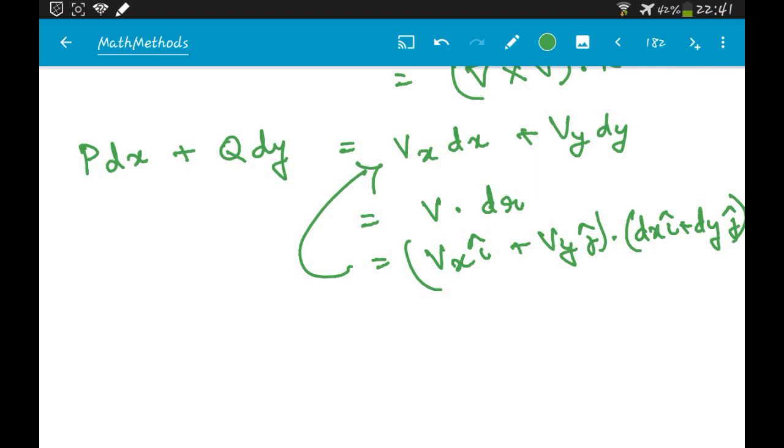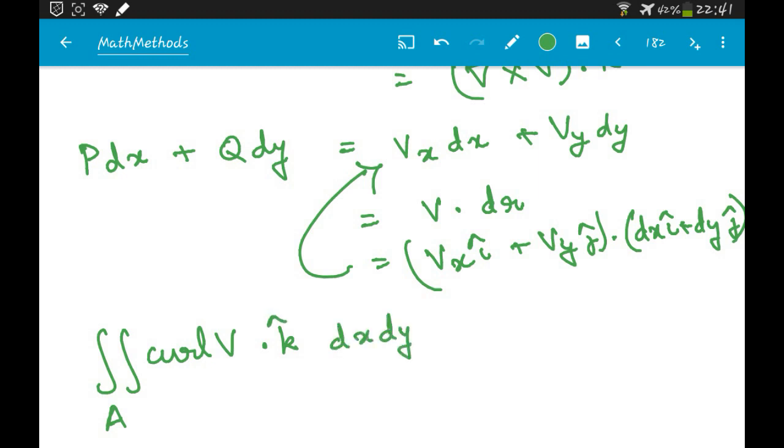So now you can combine. Green's theorem gets reduced to the integral over the area of curl v dot k dx dy is equal to the integral over dou A of v dot dr.